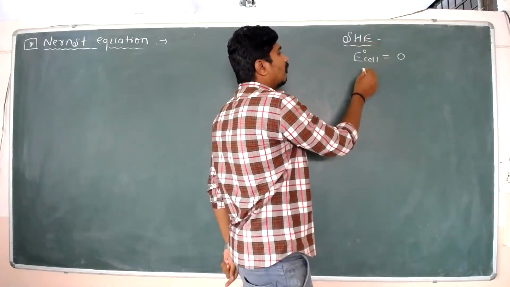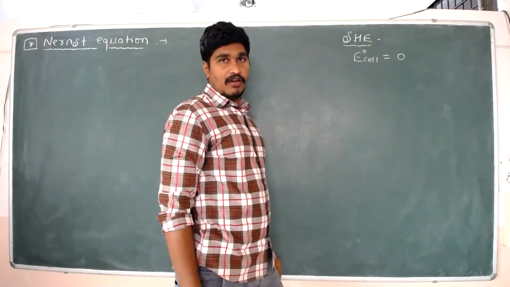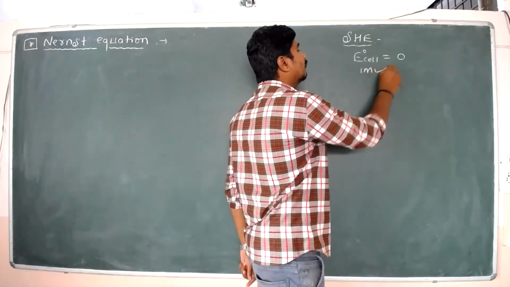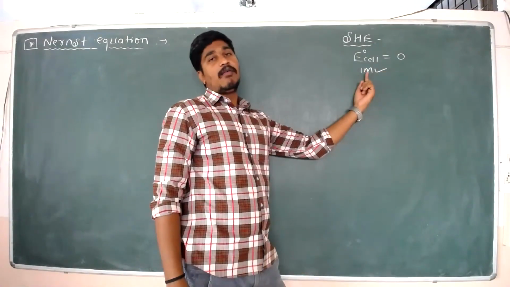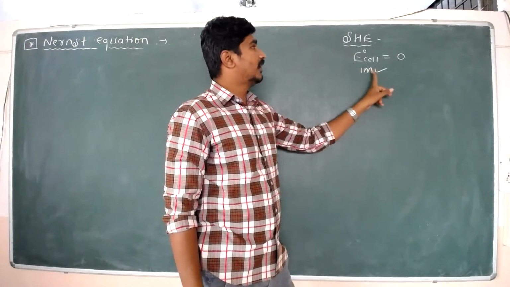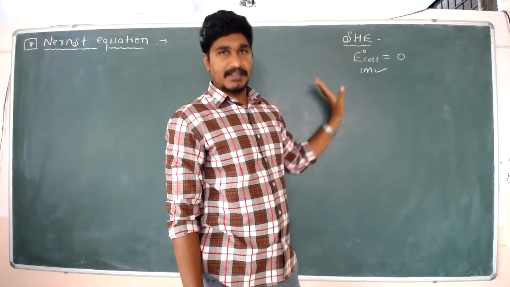Standard hydrogen electrode, we have seen some conditions. What should be the concentration of the HCl? 1 M. Then only it will become the standard one. All the ions concentration should be 1 M.